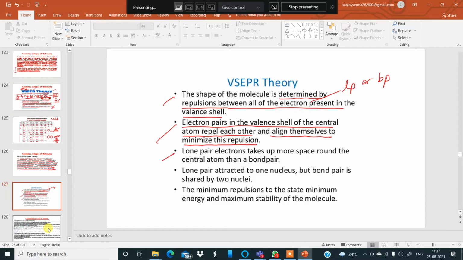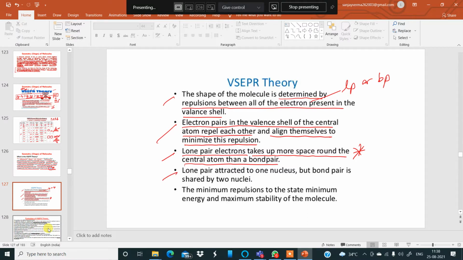The third point is, lone pair electrons take up more space around the central atom than a bond pair. An important point. The reason is they need more space for the electrons to move. Otherwise, if it is bonded, it is occupied. Lone pairs have no work. They are present without forming a bond.